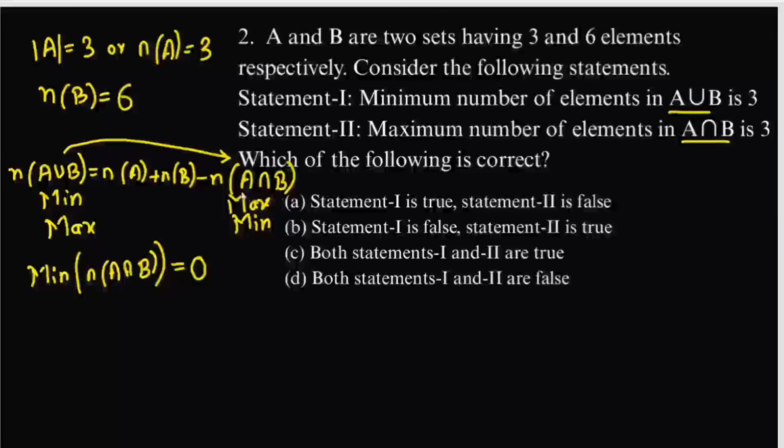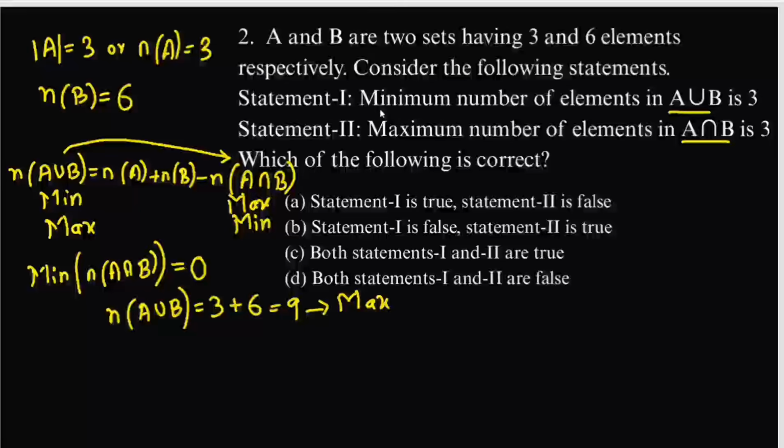So if cardinality of A intersection B is 0, then what will be A union B cardinality? Cardinality of A union B will be cardinality of A, that is 3, plus B, that is 6. That will give me 9. So this is my minimum or maximum value? We had taken A intersection B as minimum. So this value will be my what value? Maximum value. So we have got maximum number of elements in A union B.